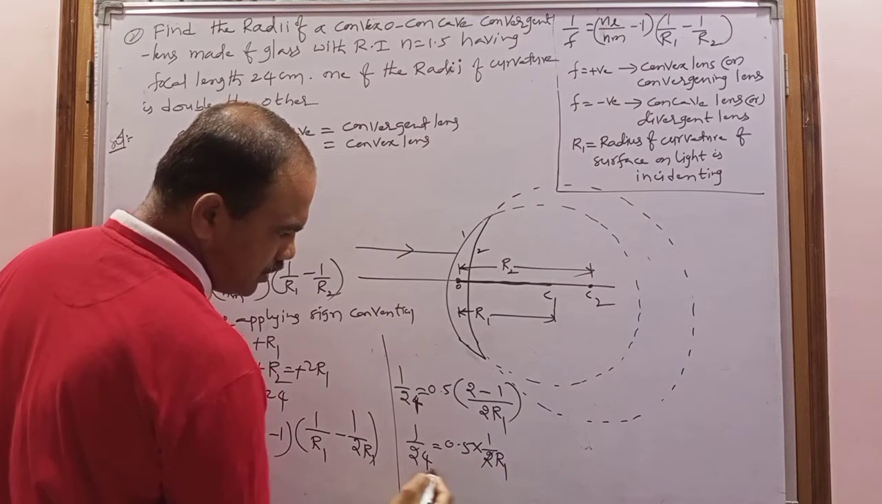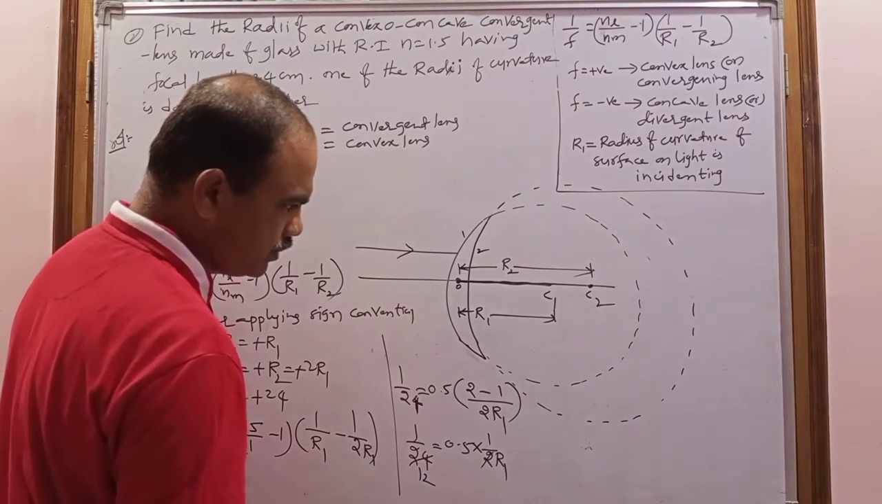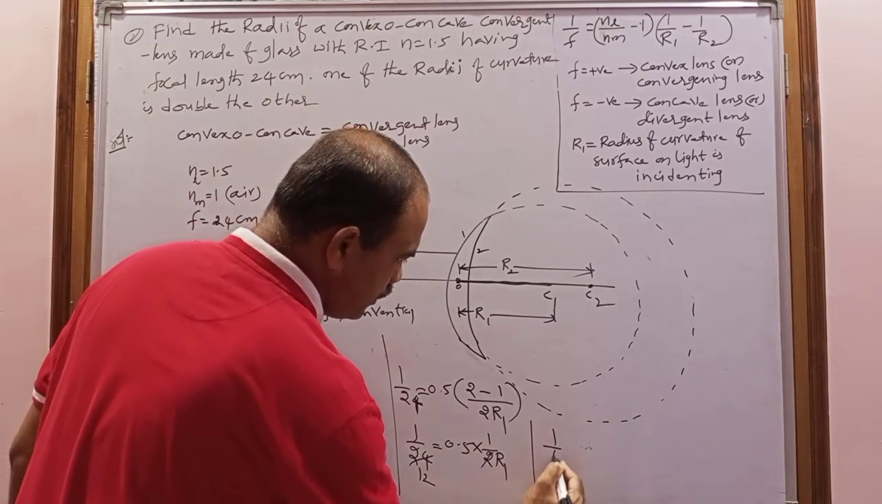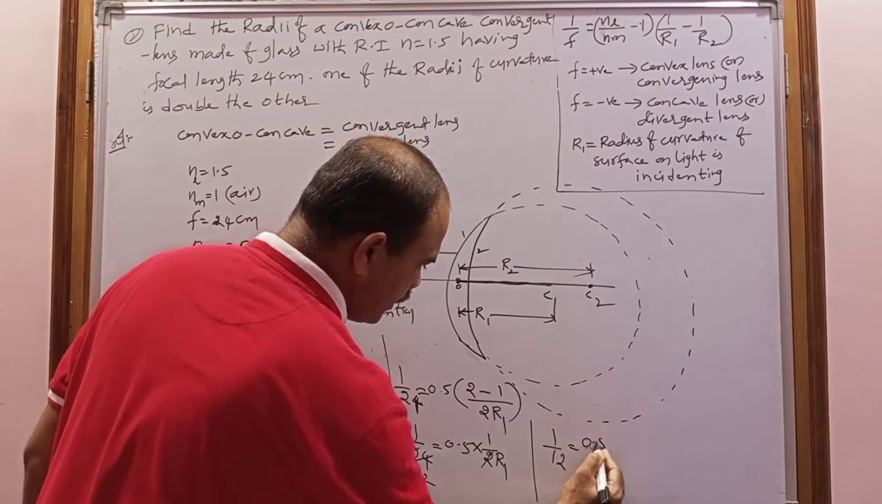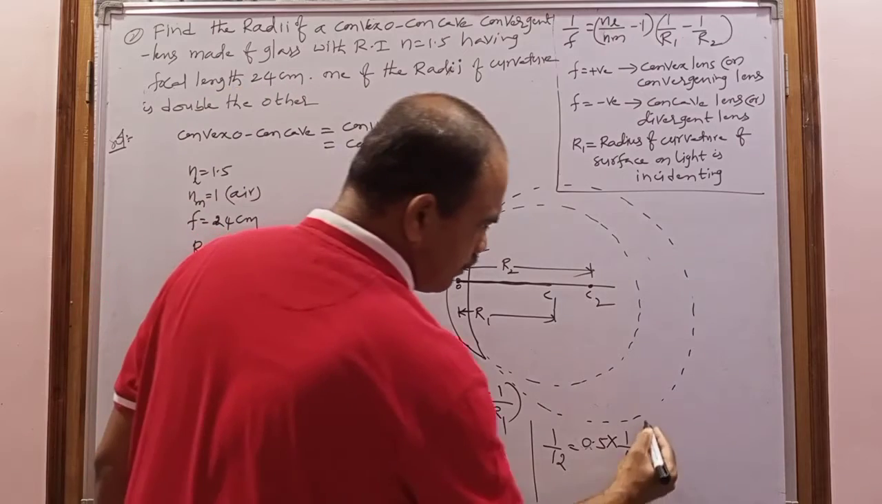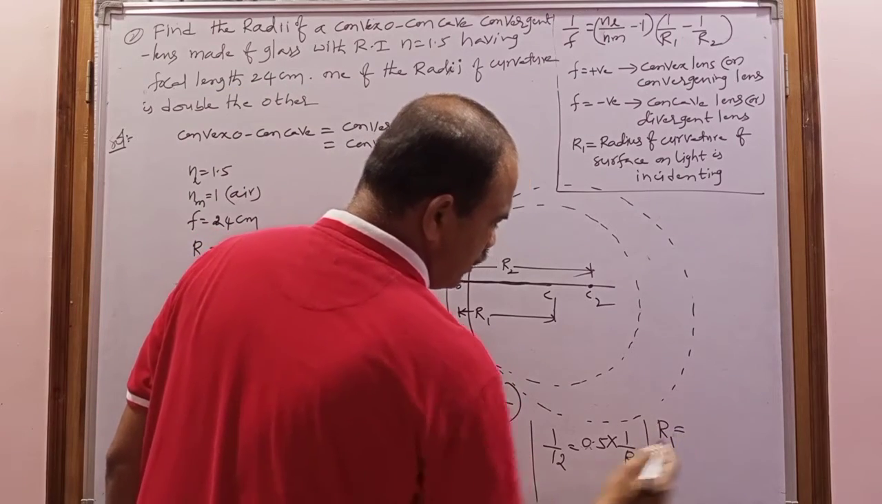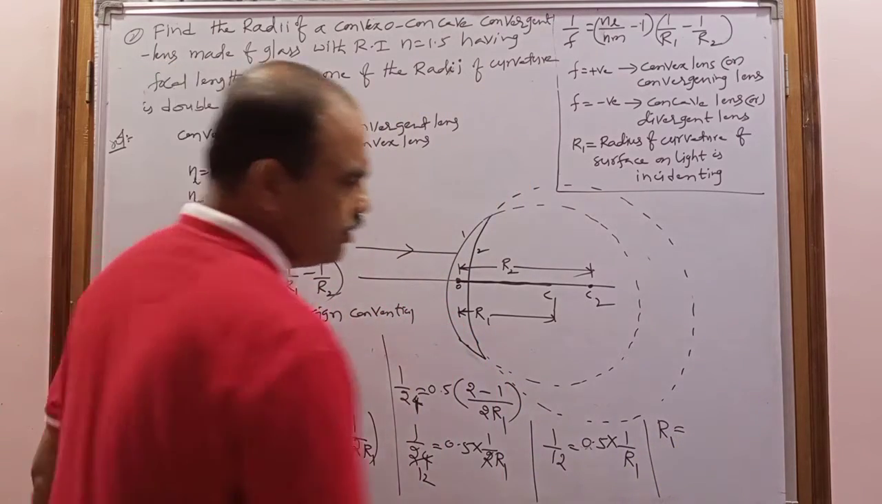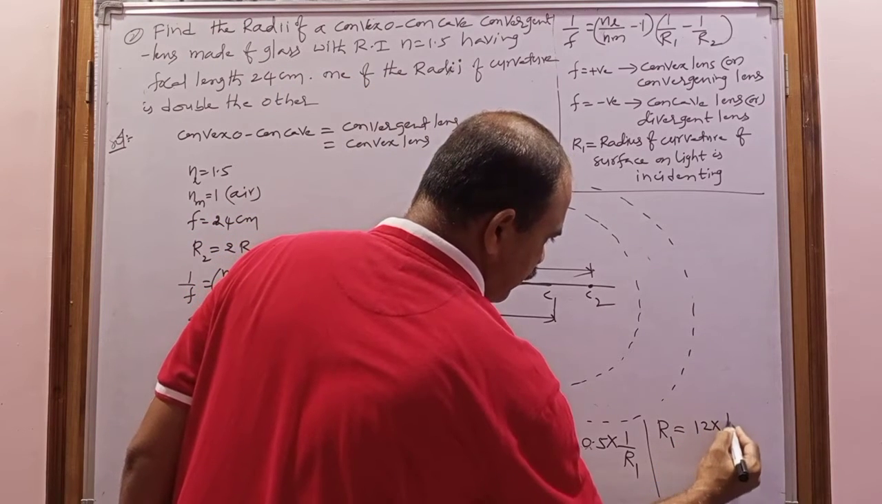So next, 2 into 12 is 24. So what remains here? 1 by 12 equal to 0.5 into 1 by R1. Next do the cross multiplication, then what do you get? R1 equal to 12 into 0.5. 12 into 0.5 means 12 into 1 by 2.